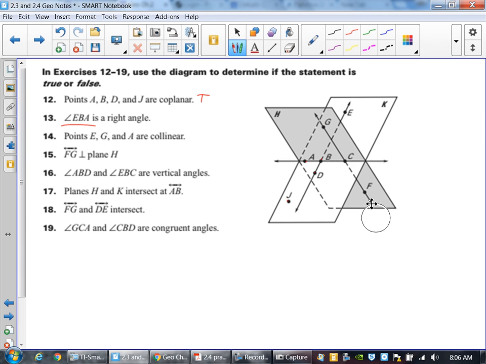A lot of times when you see diagrams, this little dot, dot, dot, that means it's behind something. What this diagram is, it's basically just this. That's all it is.